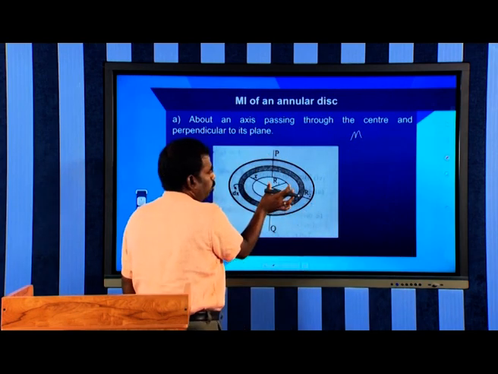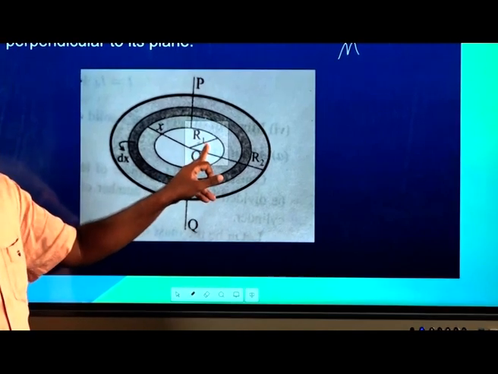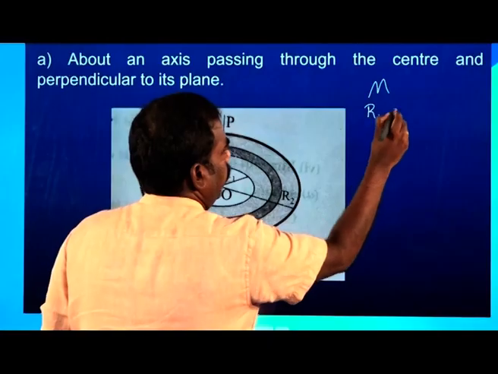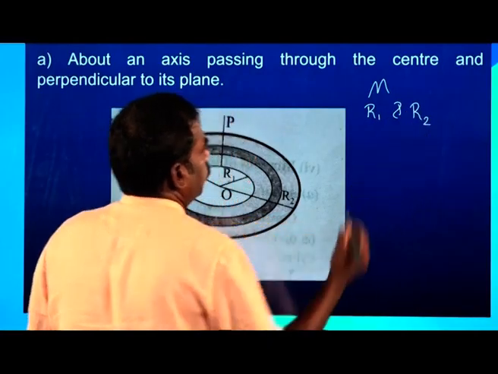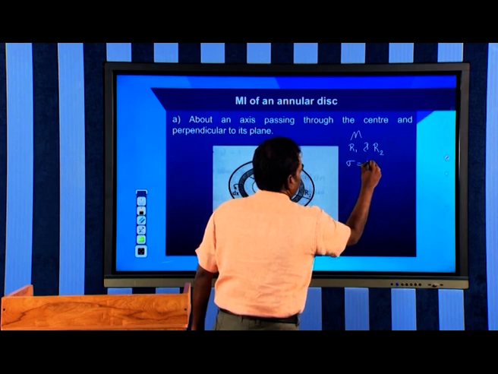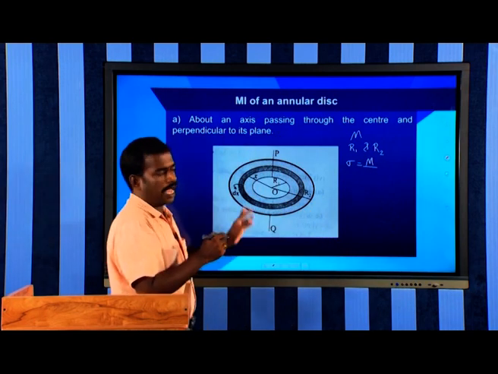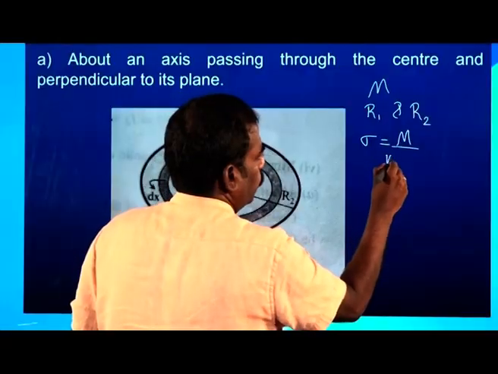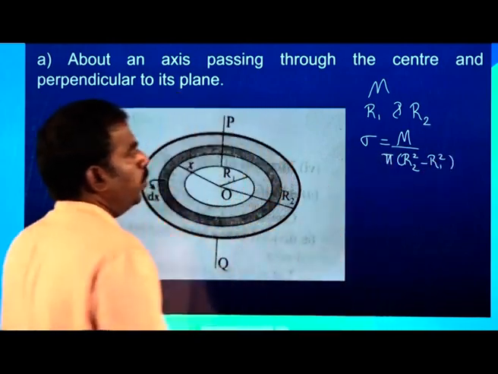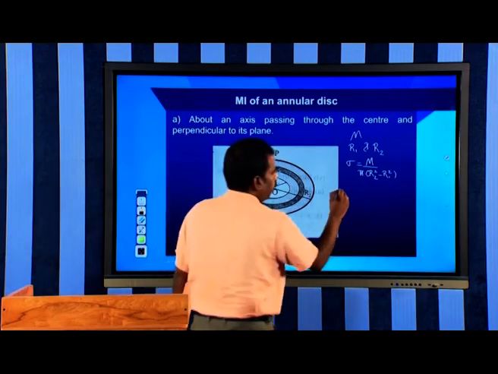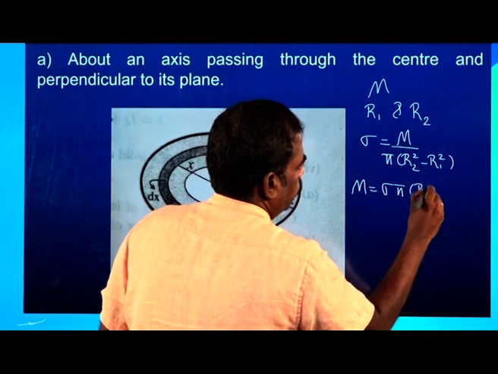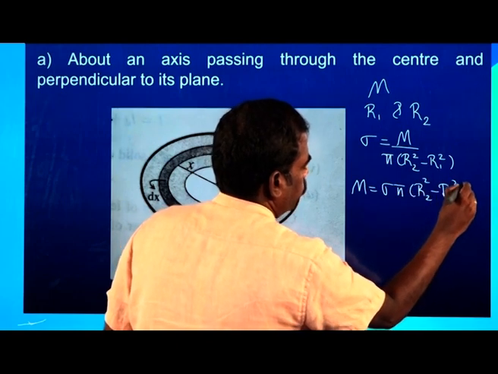Here you have two radii: the inner radius r1 and the outer radius r2. So here we are considering an annular disc of inner radius r1 and outer radius r2. Here also we consider sigma, which is the mass per unit area: sigma equals M by the area of this annular disc, which is pi into r2 square minus r1 square. Or the mass of this annular disc equals sigma pi (r2 square minus r1 square).